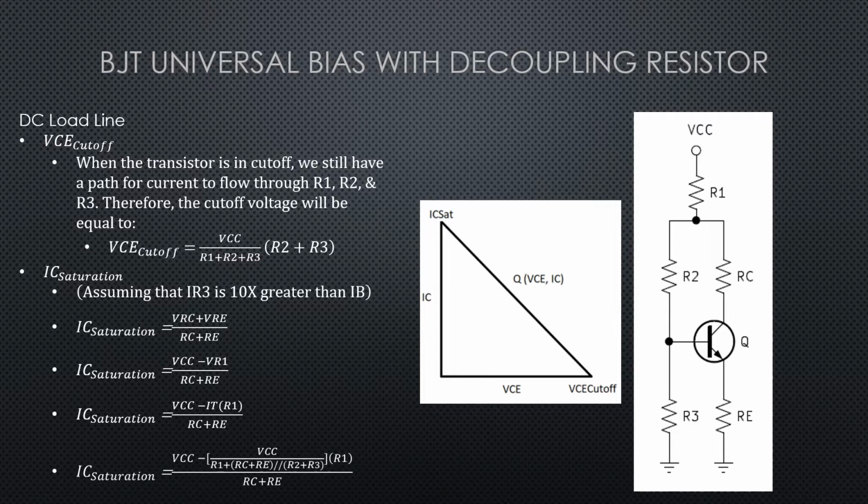Now we multiply that current by R1, that gives us the voltage across R1. Take that voltage and subtract it from our VCC, that gives us the voltage that's across our parallel branch there. And we know that the transistor is acting like a short, so if we take that voltage and divide it by RC plus RE, that will give us our maximum current through that branch when the transistor is shorted.